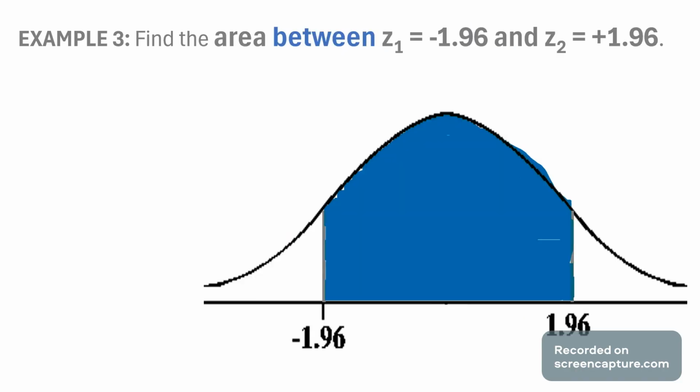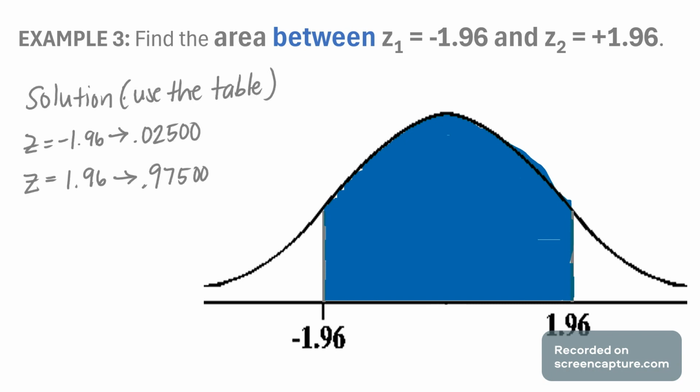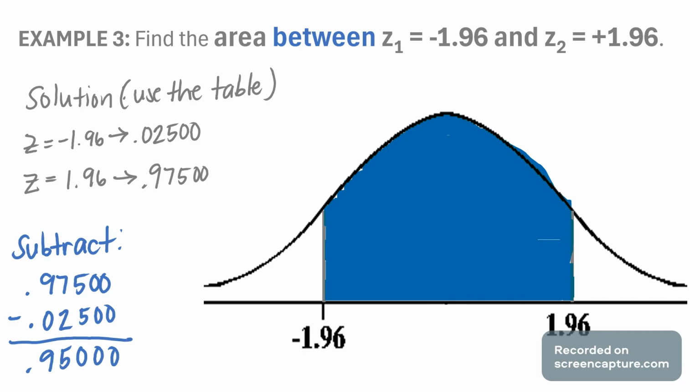What if we have two z-scores, negative 1.96 and positive 1.96? What if we need to get the area between them? First, we just use the standard normal tables on both of them. Then, we subtract the bigger minus the smaller. Your calculator will help you give more accurate answers. Therefore, the answer is 0.95 or 95%.